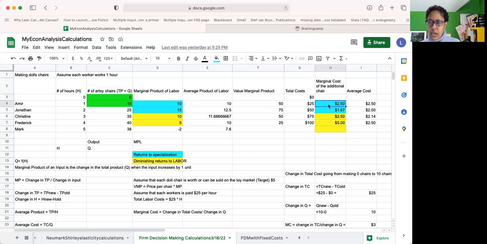So the marginal cost is, what is it that my cost is going to change by when I produce another chair? And I calculated that by looking at my change in total cost. It went from 0 to 25. In the business, 10 chairs were produced. So what did it cost per chair over that range of 0 to 10? It costs $2.50 per chair.